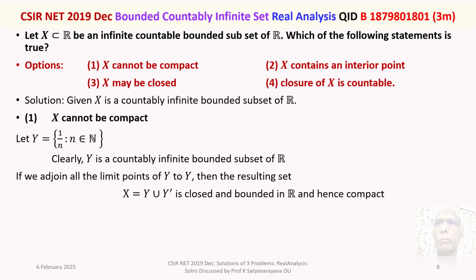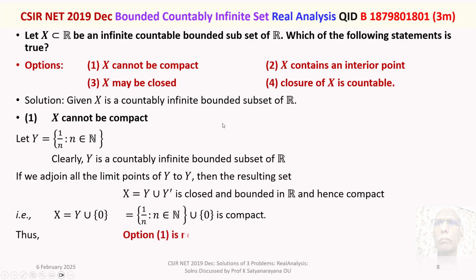So what you will get? X is equal to Y union the singleton 0, that is, the set consisting of 1/n, n belongs to N, union the singleton 0, is compact. But it is given X cannot be compact. So therefore option 1 is not true. Let's move to the next option.